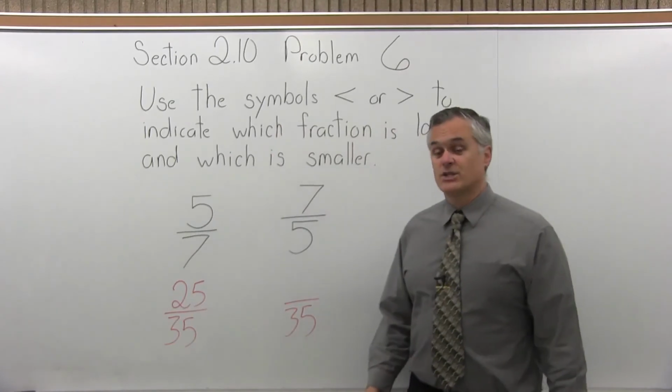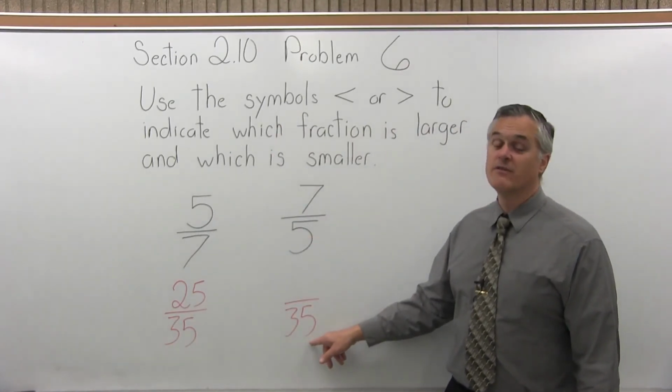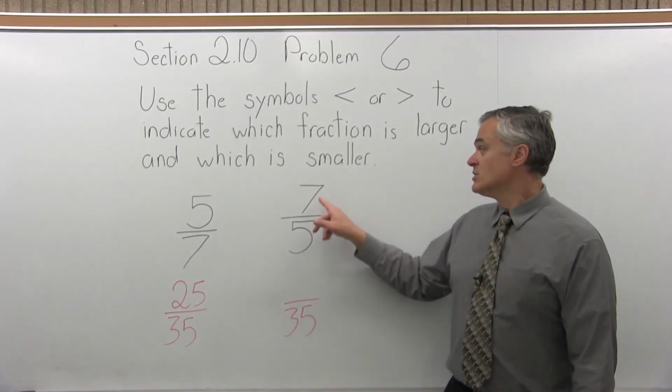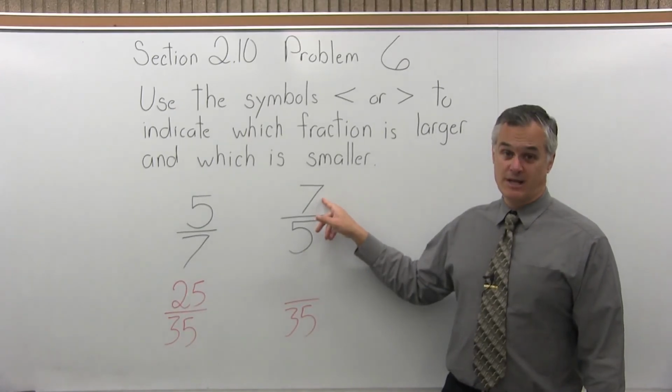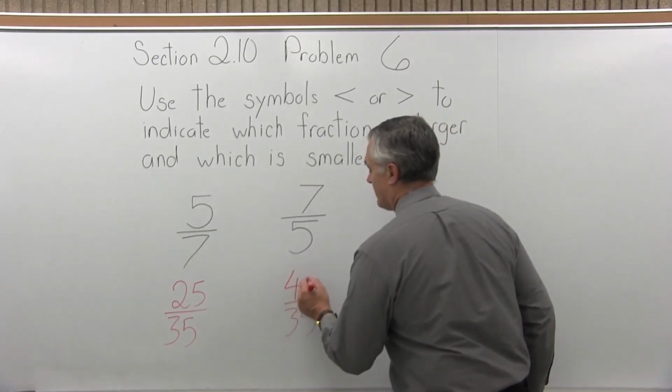Now for the other fraction, look at the denominator. 5 times some value became 35. It must have been times 7. 5 times 7 is 35. So the numerator would also be multiplied times 7. So I'd have 7 times 7. 7 times 7 is 49.